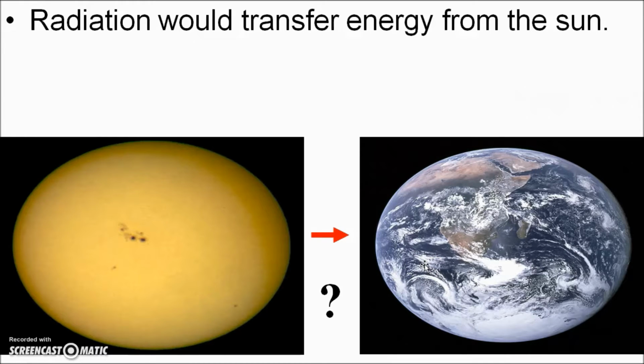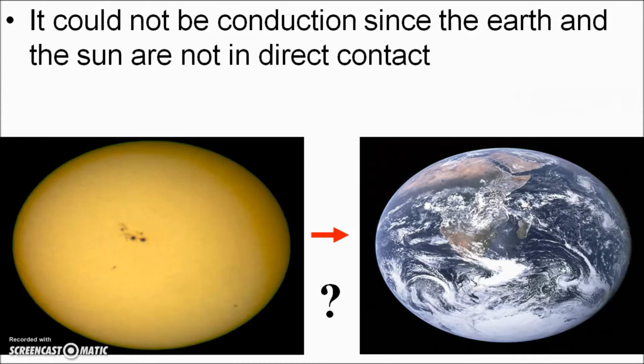Radiation is going to be the correct answer, and probably the easiest way to explain why that's the case is to explain why conduction or convection is not going to be a good choice. First of all, it's not going to be conduction, since to have conduction, the objects must be touching. The Earth and the Sun are not in contact. If that was the case, that'd be very bad news.